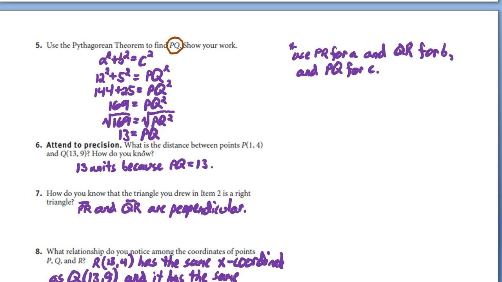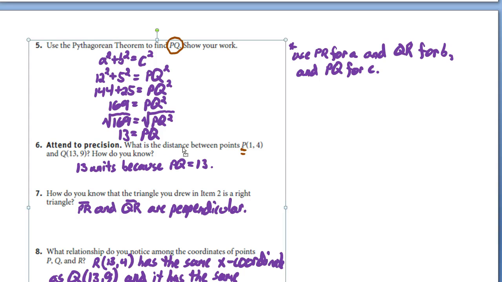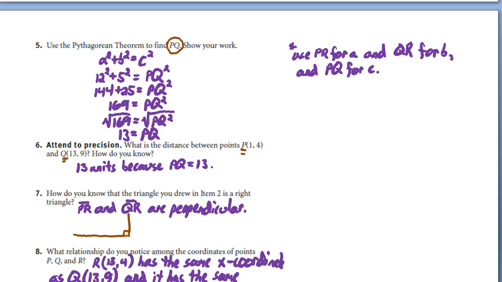So question 6, what is the distance between points P and point Q? It's 13 units because length PQ is 13. Number 7. How do you know that the triangle you drew is a right triangle? Well, the reason that I know that is because that horizontal, or that red line that I drew across, it was horizontal. And then the one that came downward, that was vertical. And I know that a horizontal and a vertical line intersect at a 90-degree angle. The term for that is perpendicular.